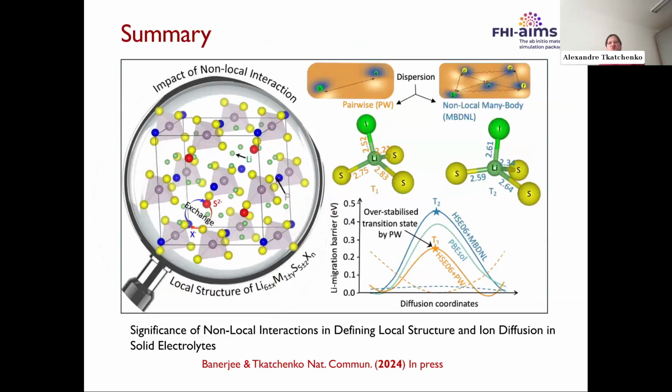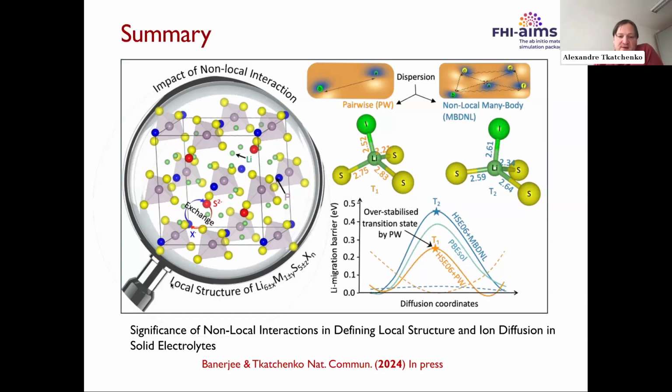Yep, this brings me to my conclusion. So I have described a range of comprehensive calculations that we have done to understand different properties of solid electrolytes, in particular the argyrodite family. We found that the impact of non-local interactions, both in the exchange by using the HSE functional and in the long-range correlation by using the MBDNL approach, has a high impact on both the stability of these frameworks and the mobility of lithium ions through the framework.